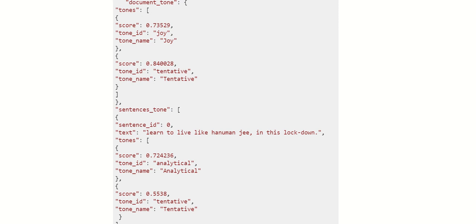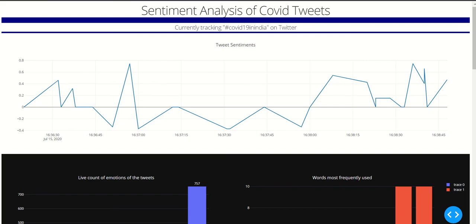So the Dash application is something like this, which is currently tracking the Covid-19 hashtag in India. The Dash application will display the graphs of the sentiments dynamically and calculates the percentage of positive, negative, and neutral tweets along with the most frequently used words and accounts of each emotion, and the latest tweets are also displayed. This graph, x-axis, depicts the time at which the tweet was created, and this is the y-axis that represents the sentiment score of each tweet.